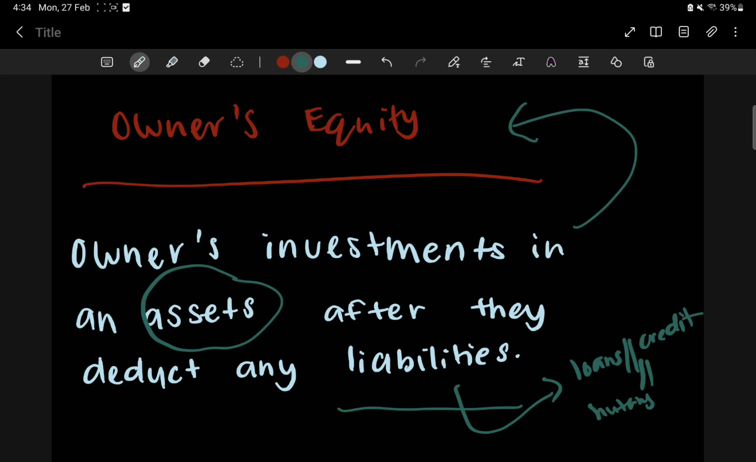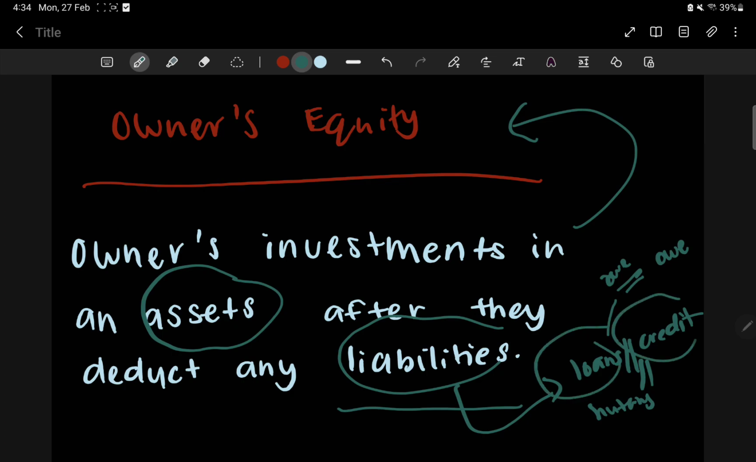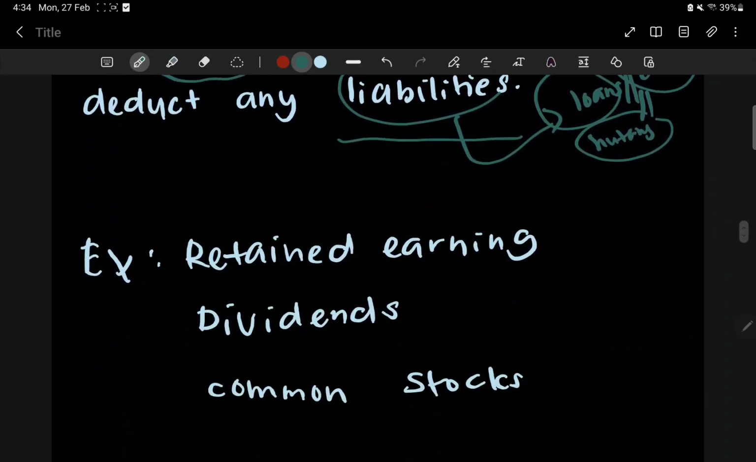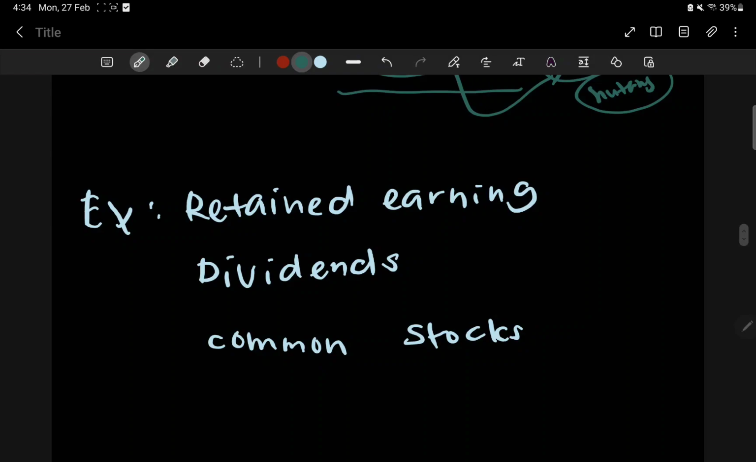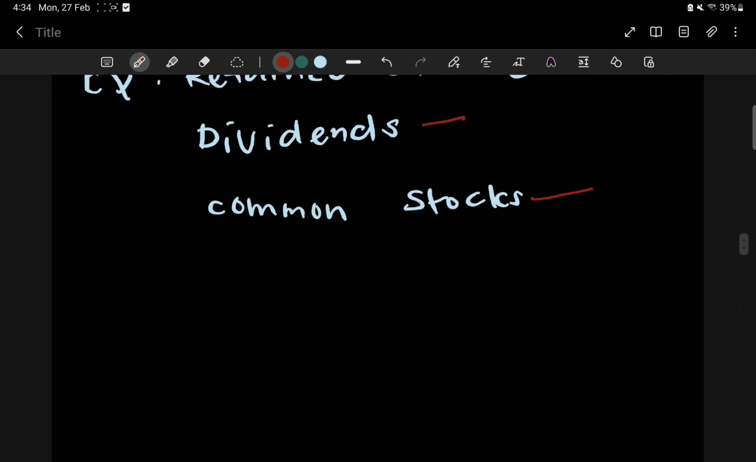Okay, so they take the asset, invest it, and then they will deduct with what they owe, or loans, or credit, and hutang. That would be the owner's equity. Alright. So now, the examples of the owner's equity are retained earning, dividends and also common stocks.